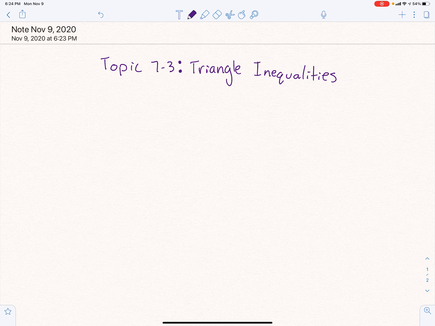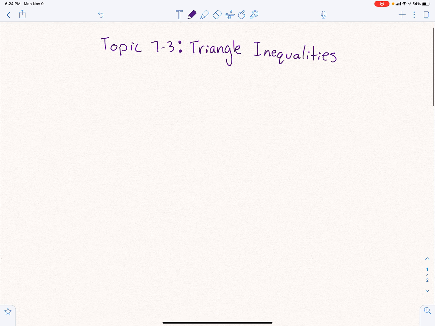All right, today we're going to talk about topic 7.3, which is triangle inequalities. There are several different things we're going to talk about in this chapter. The first one is how to construct a triangle. This is a very important concept.